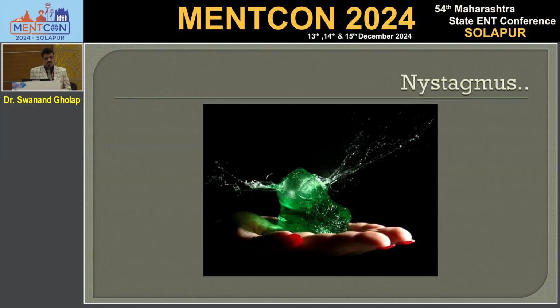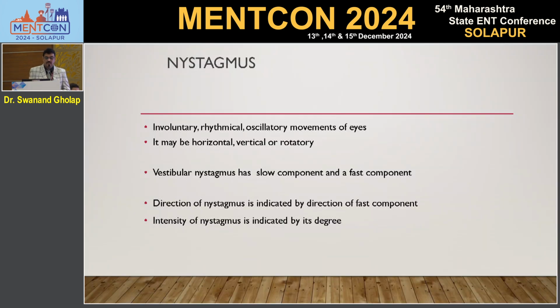So, few points regarding nystagmus. Nystagmus is an involuntary rhythmical oscillatory movement of the eyes. It may be horizontal, vertical or rotatory. Vestibular nystagmus has a slow component and a fast component, and the direction of the nystagmus is indicated by the direction of the fast component. Intensity of the nystagmus is indicated by its degree.